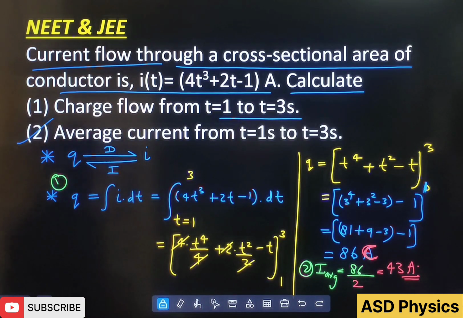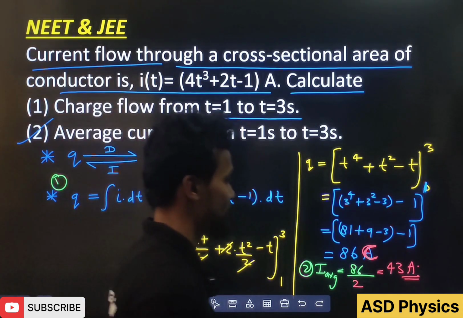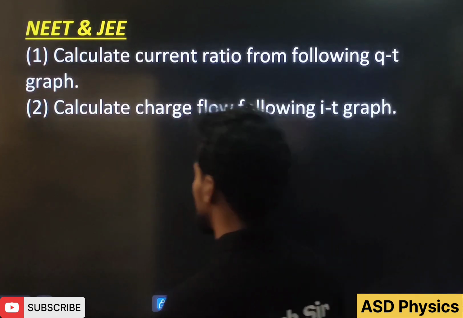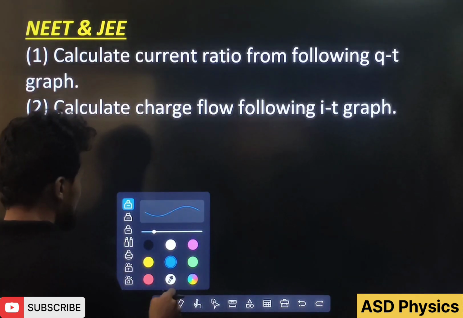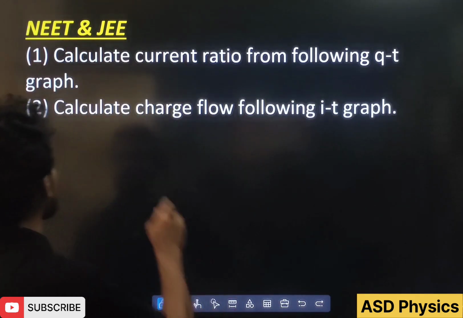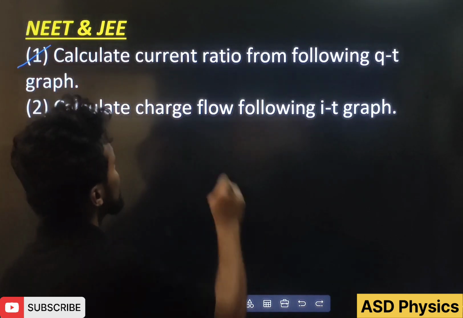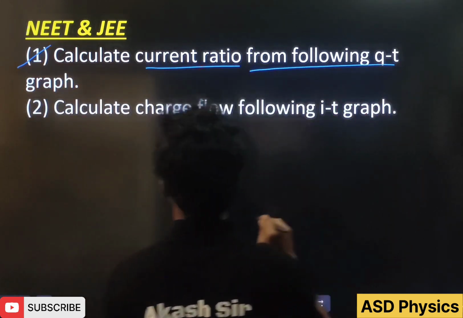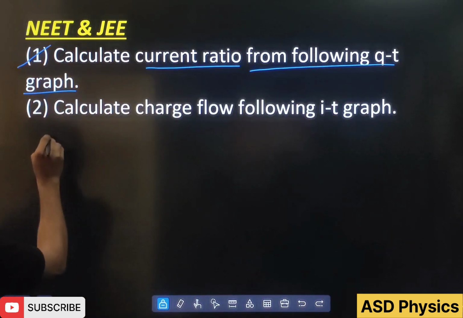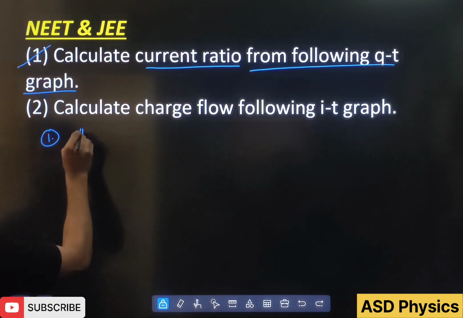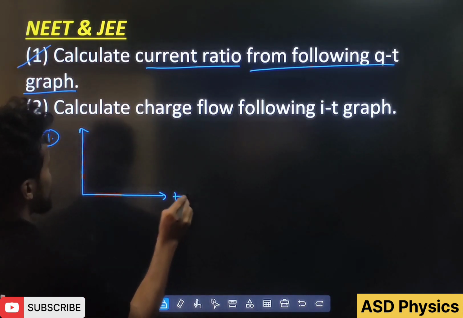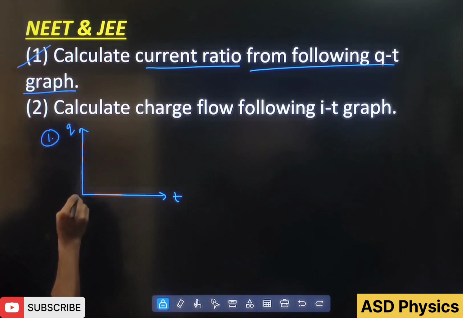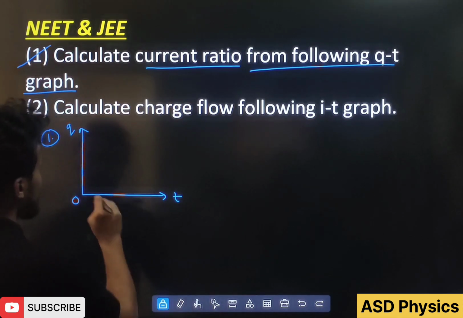Okay. So students, here we have done the very basics of charge and average current. Now we are going to see somewhat graphical concepts. First one: calculate the current ratio from the following Q-T graph. Very important. They used to give T on this side, Q on this side, and some graph, like this one here.